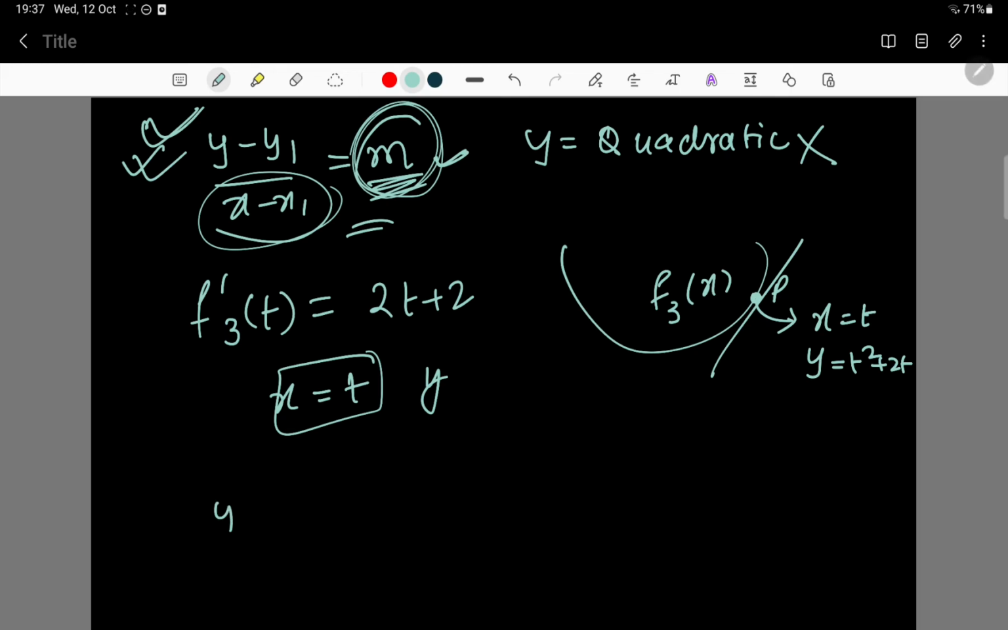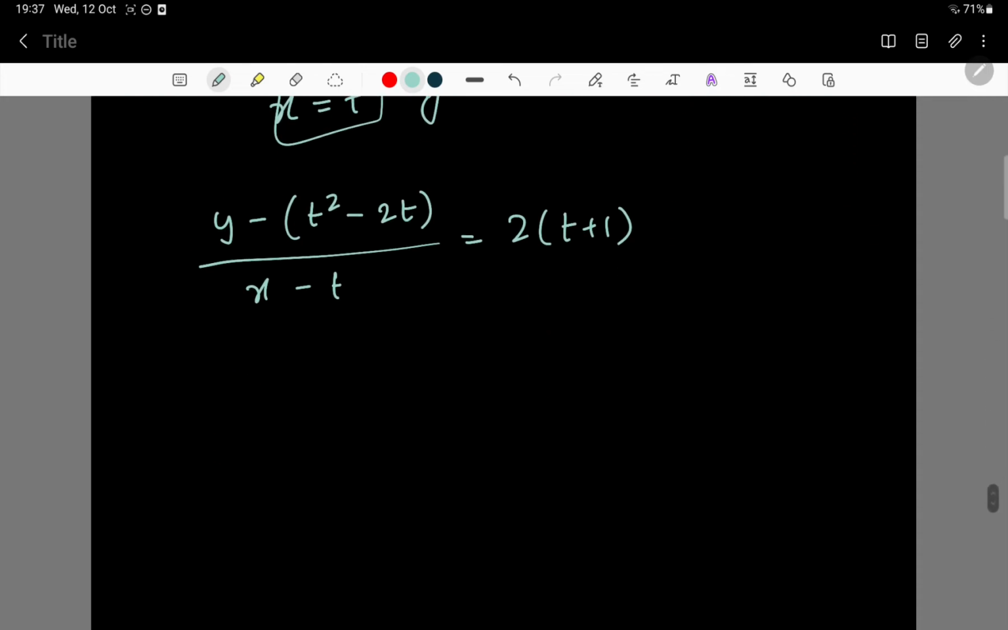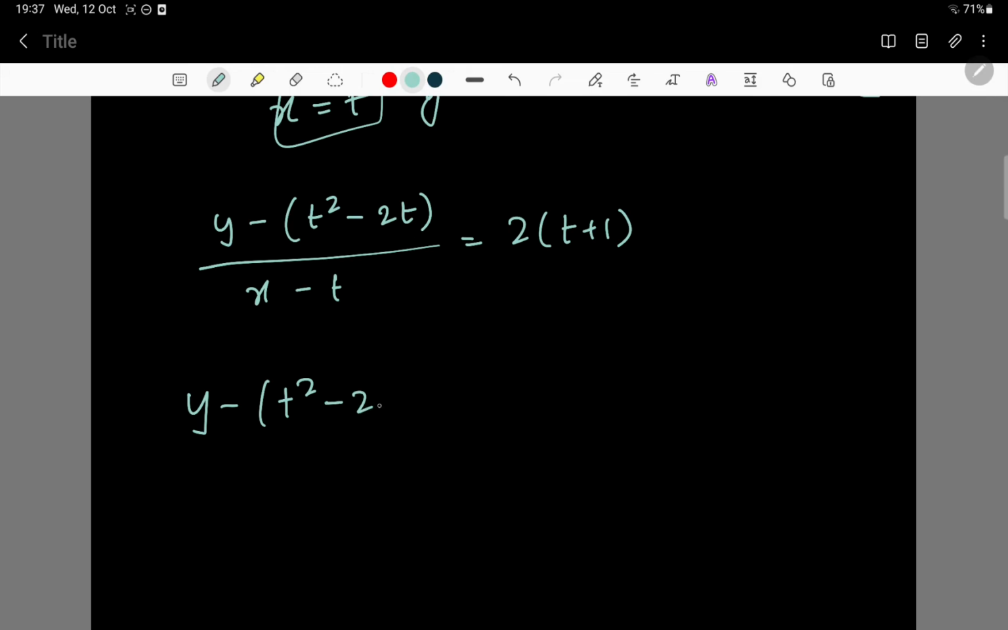So that would be y minus, if I put this value, that is t square plus 2t, upon x minus t, that would be equal to t plus 1, right? The slope. Now you have to solve this, so if I do, that would be 2t plus 1 times x minus t.